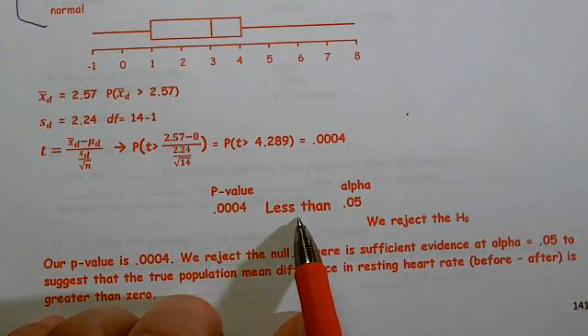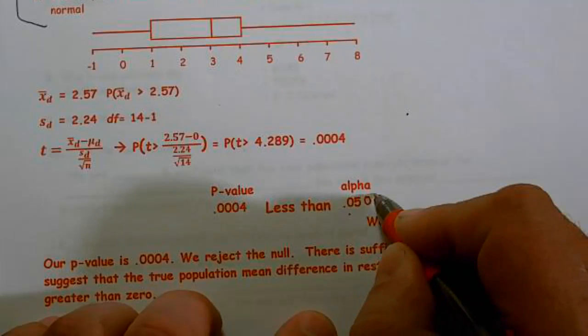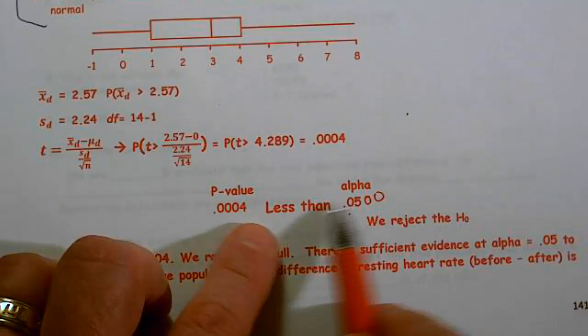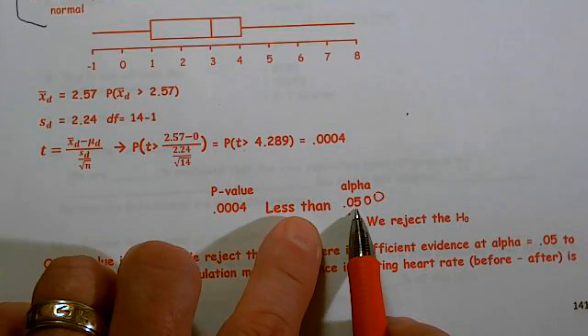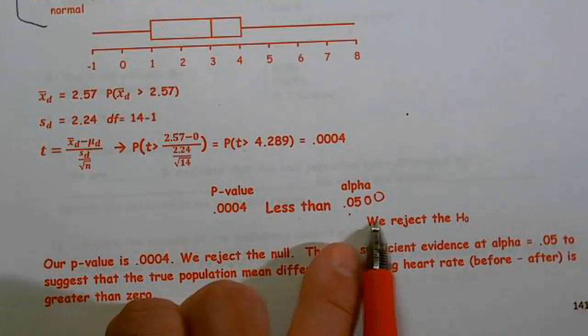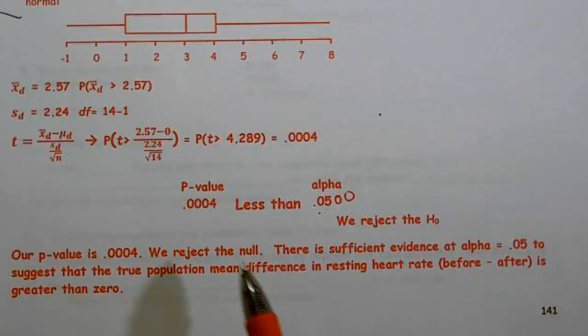They didn't tell us what alpha is, so when they don't tell us, we like to use 0.05. Make those the same length. And 0.0004 is definitely less than 0.05. If it's less, we're supposed to reject. So our p-value is 0.0004.